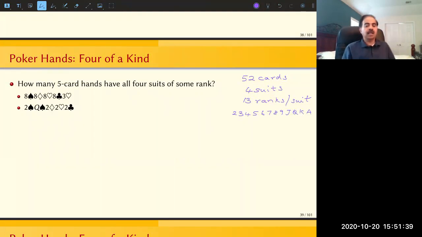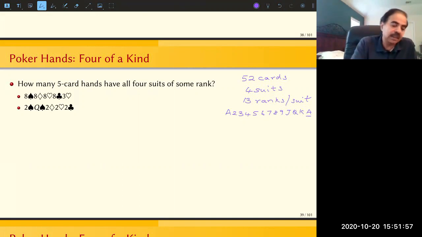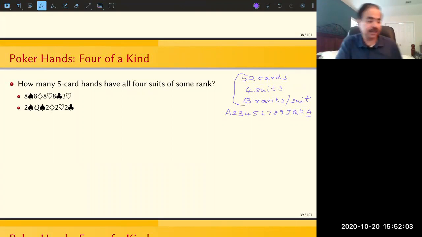So that's the 13, and Ace is sometimes considered after King, and sometimes it is considered as 1, right? But in this problem, these details don't matter. All that you're working with is that there are 4 suits and 13 ranks, right?